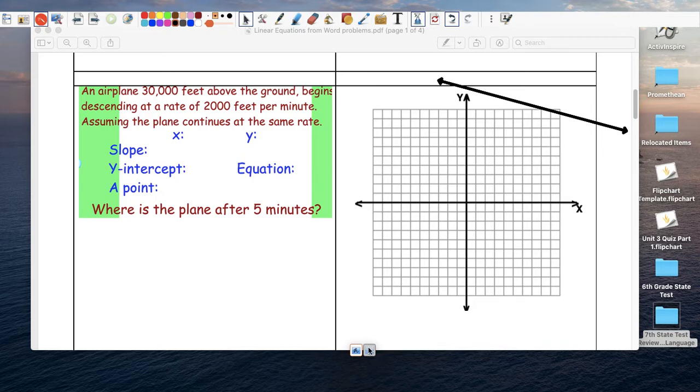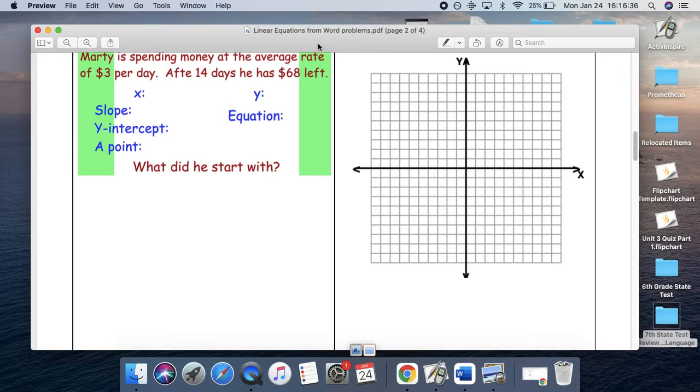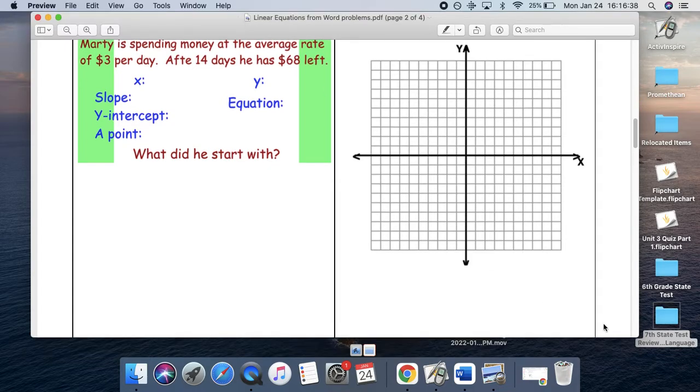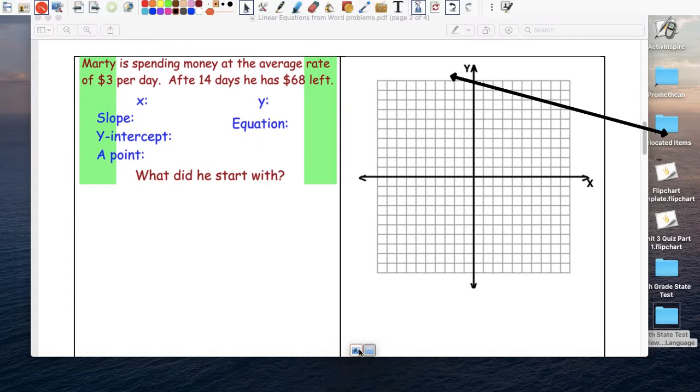All right, let's move on to the next question. Okay, Marty. Marty's spending money at an average rate of $3 per day. After 14 days, he has $68 left. So there's a relationship between how much he has left and how much he spends.